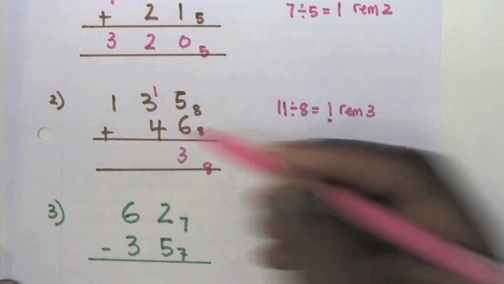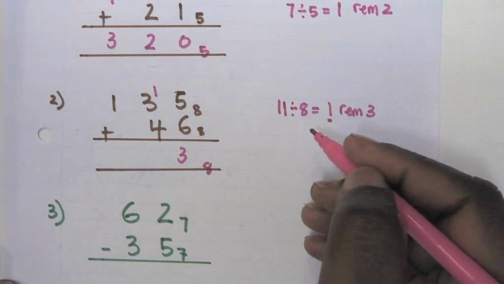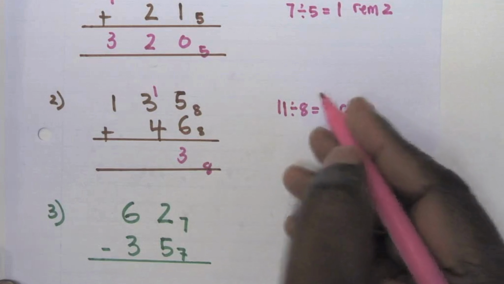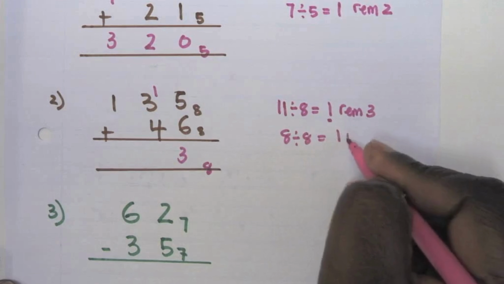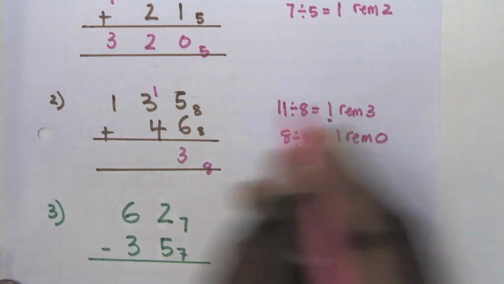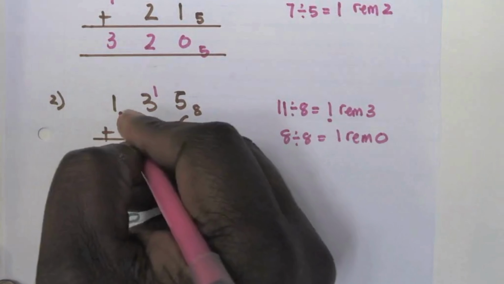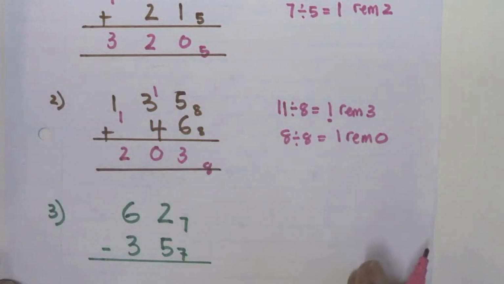And if I add the second column, I'm going to get 8. 8 is a number that is not in base 8. So I'm going to write here 8 divided by 8, I'm going to get 1, remainder 0. I'm going to write the remainder here, and then I'm going to carry 1. 1 plus 1 gives me 2, and 2 is a number that is in base 8.